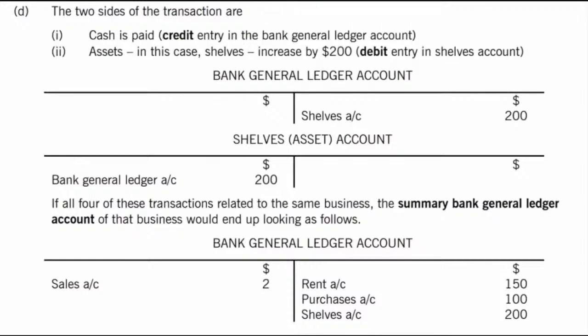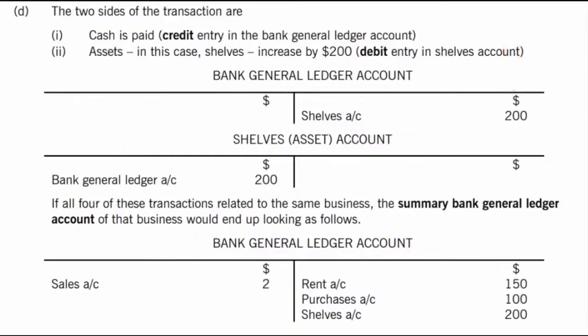Transaction D, buying shelves for $200 in cash. What happens? The business buys shelves, which are considered a non-current asset. Cash decreases, but the shelves account, another asset, increases. 1. Cash account, asset. Cash decreases because it was used to pay for the shelves. This is recorded as a credit. 2. Shelves account, asset. The shelves account increases to reflect the purchase. Assets increase with a debit. Recording in ledger accounts: bank general ledger account, cash, credit $200. Shelves account, debit $200.